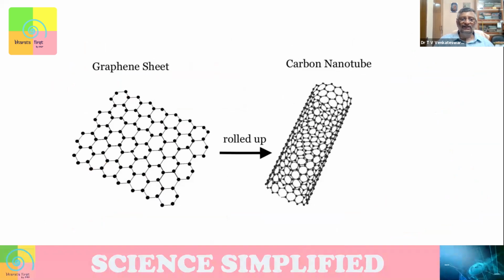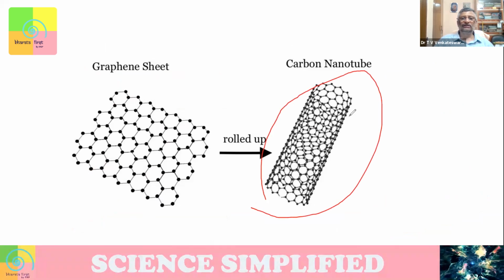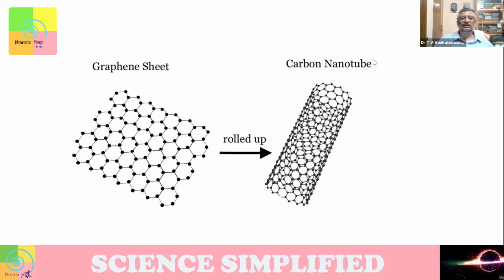So if I take a graphene sheet and just roll it up, that's it. When I roll it, I get a carbon nanotube. That's what a carbon nanotube is. Graphene is 2-dimensional, whereas a carbon nanotube is 3-dimensional.